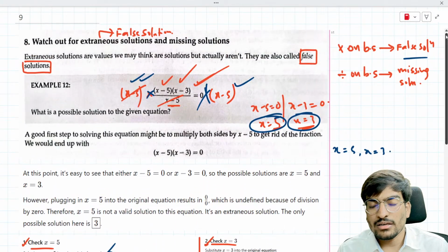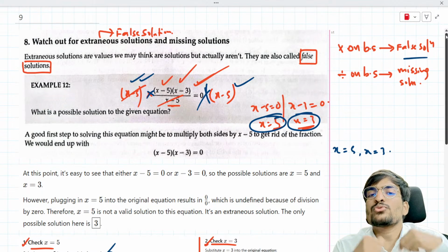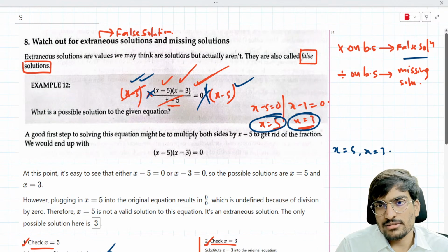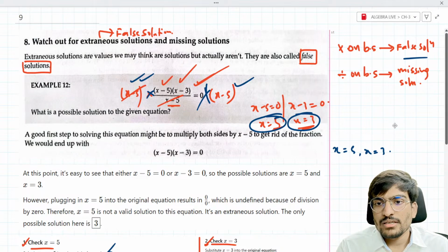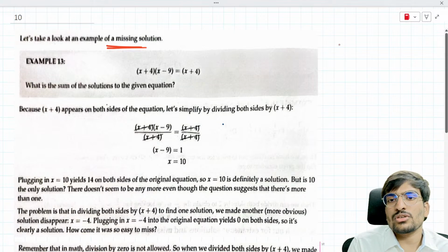So how to pick the right solution? You just do the multiplying on both sides, but check them and conclude that this is the right answer. That is the main thing. Now one more topic. So far this is all about false solutions. The topic now is missing solutions.